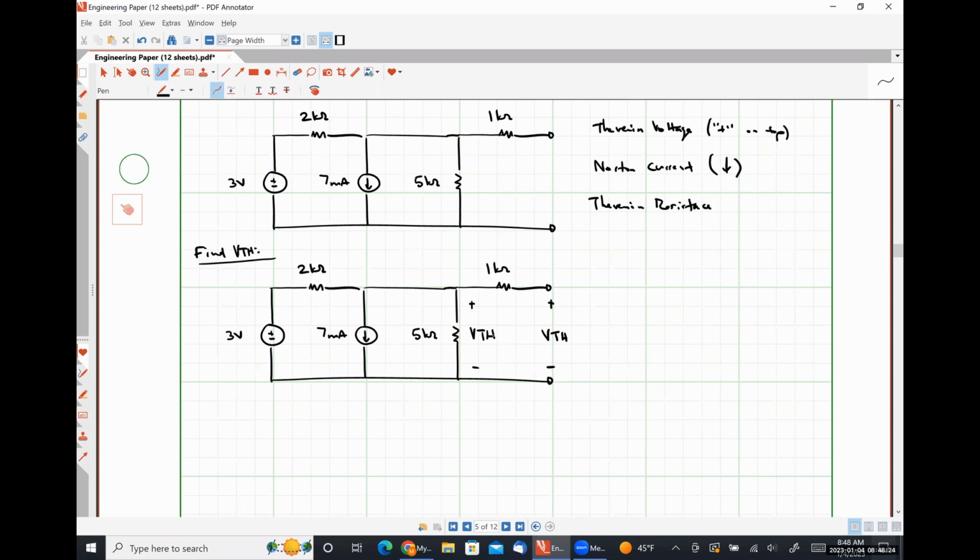So understanding that VTH can be expressed as the voltage drop across the 5 kilo ohm resistor, how would we choose to solve this? So the suggestion here is that the 7 milliamp current source multiplied by the 5 kilo ohm resistor is going to give me VTH. The problem with that is that it is not taking into account that some portion of the 7 milliamps of current might split off and flow to the left through that voltage source and that 2 kilo ohm resistor.